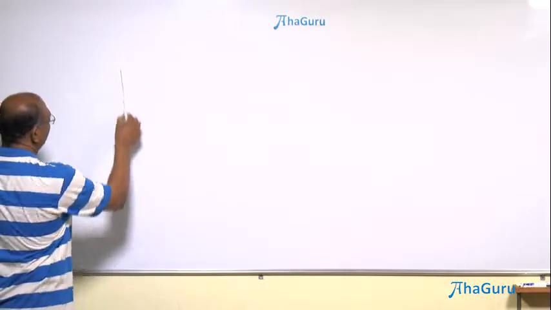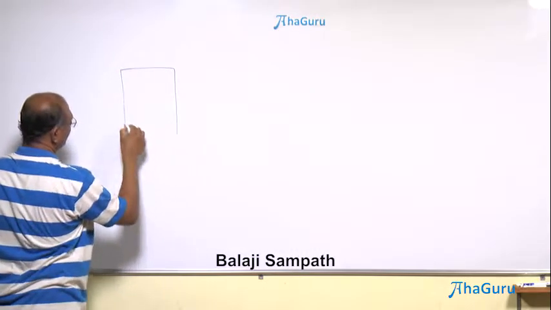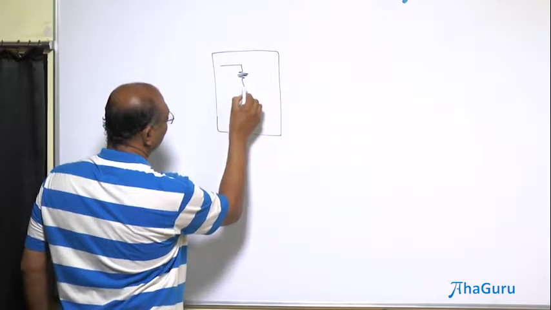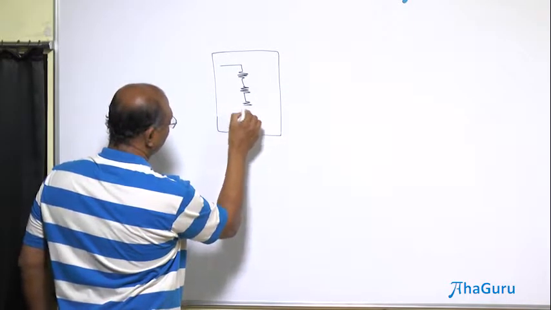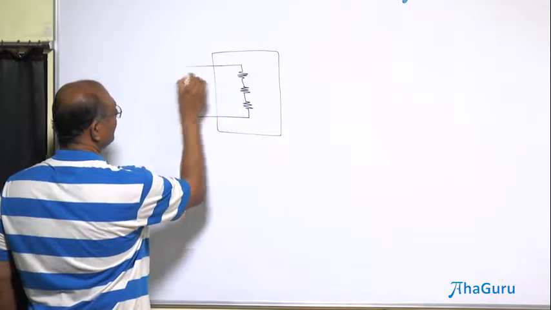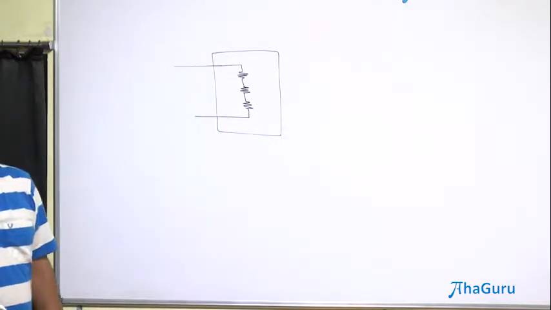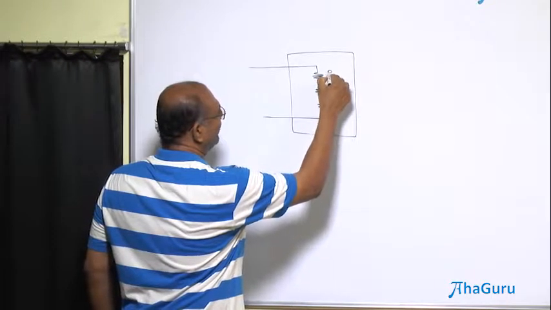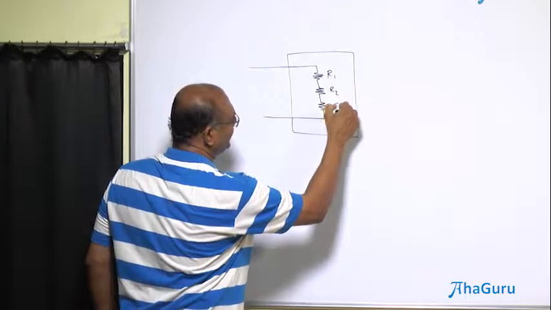So I have here a box, and inside this box there is one resistor, second resistor, third resistor, like that. Okay. Now let us call this R1, R2, R3.